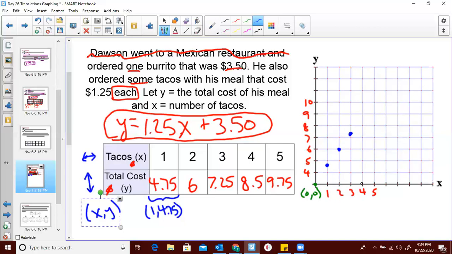All right, I go to 4, go up to 8.5, which is right in between 8 and 9. Then I go to 5 and go to 9.75. So I come to 9, go past it. I get close to 10, but it's not quite on 10.